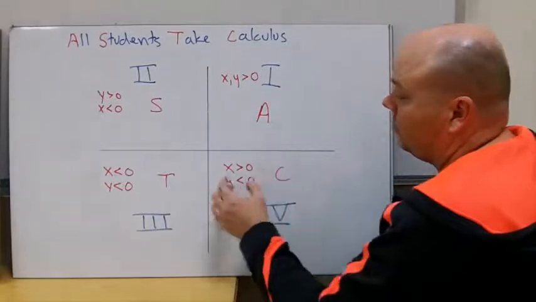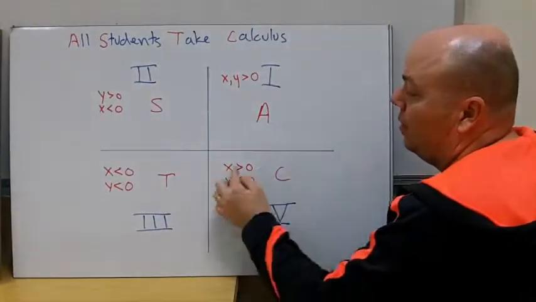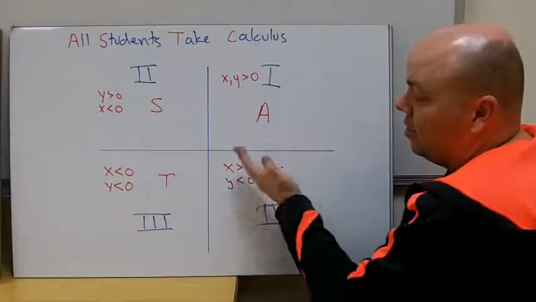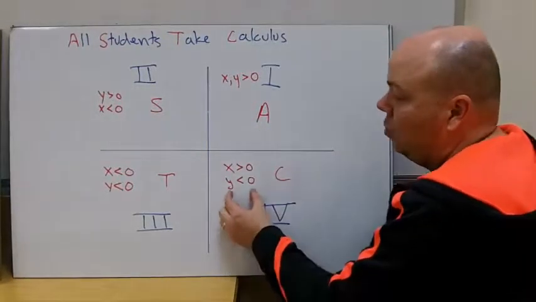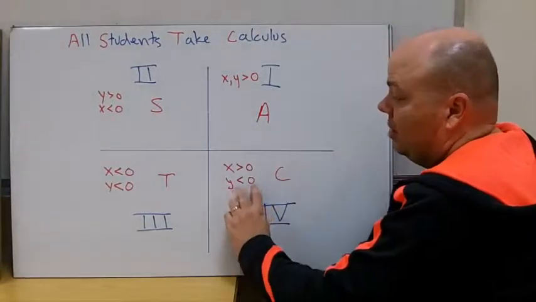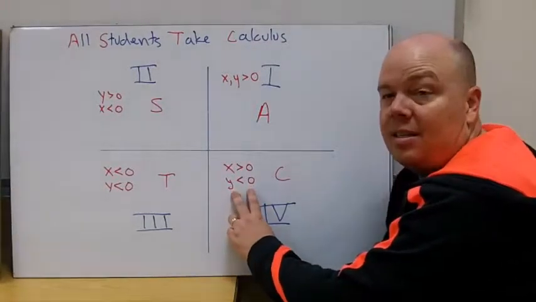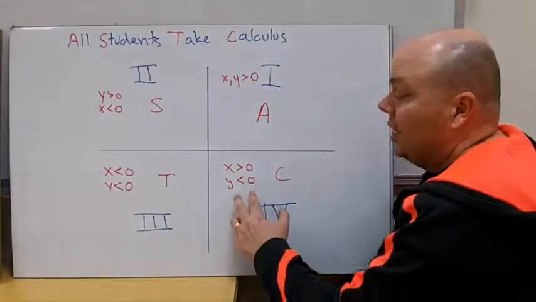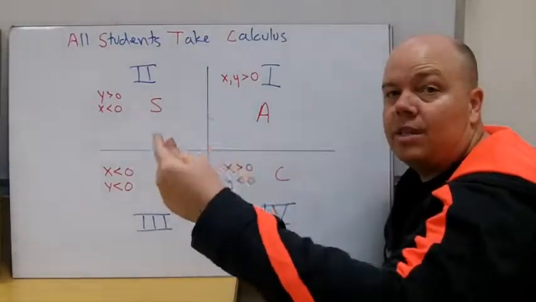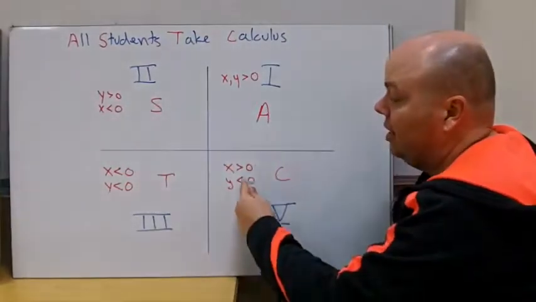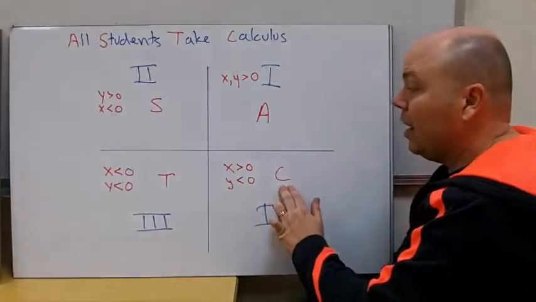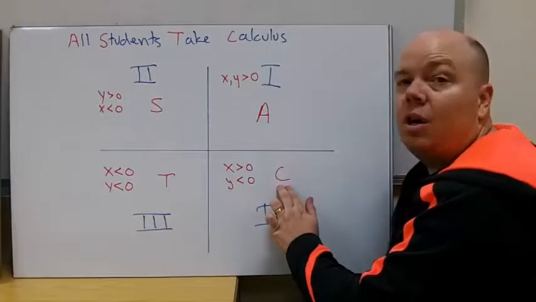Over here, your x is greater than 0 because you're to the right of the y-axis. Your y is less than 0 because you're below the x-axis. So y is negative. Since y is negative, that means the sine is negative. X is positive, so that means cosine is positive. Tangent is the ratio of the sine over the cosine, so sine is negative, cosine is positive, so that makes tangent negative. So the ratio that's positive in the fourth quadrant is cosine.